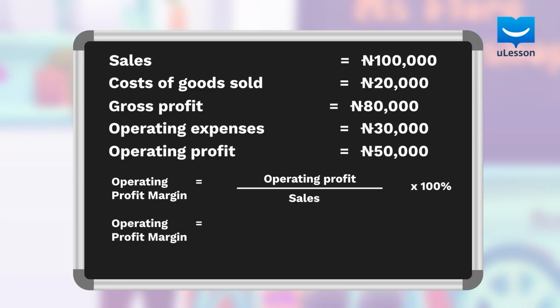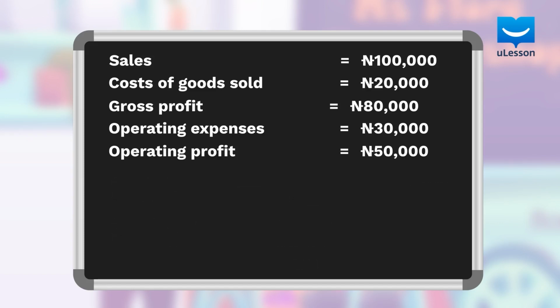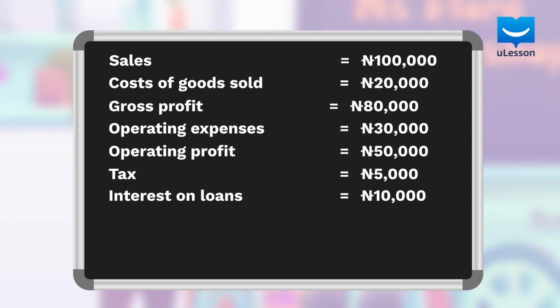So let us use this formula to calculate Ms. Flora's operating profit margin. The operating profit, which is 50,000 naira, is divided by the value of sales, which is 100,000 naira, and then this will be multiplied by 100% to give Ms. Flora an operating profit margin of 50%. Having gotten her operating profit, Ms. Flora had to pay the tax of 5,000 naira imposed by the government and the interest of 10,000 naira that she owes the bank to get her net profit.